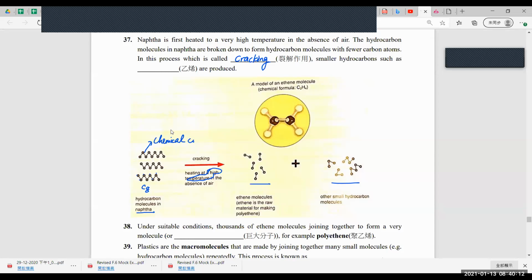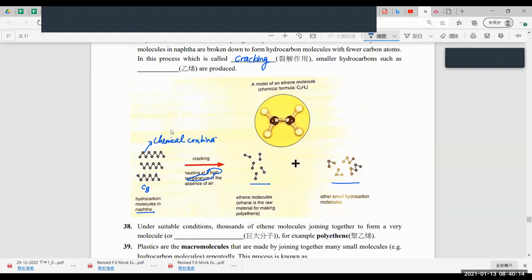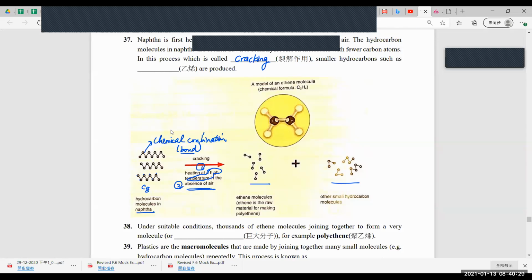Do you still remember the term chemical combination? We call that a bond, a bond of very strong attraction. So you need high temperature to break it down. Second is the absence of air. Now, why do we need to do it in the absence of air?